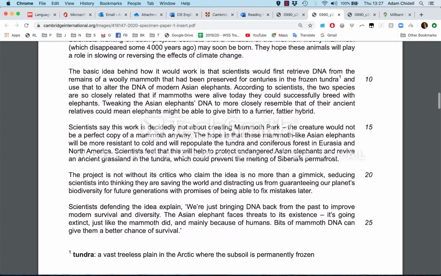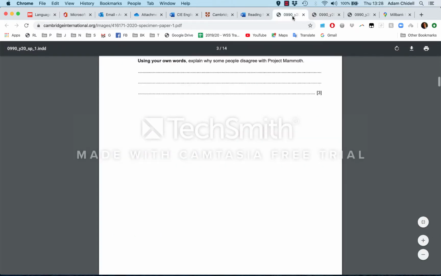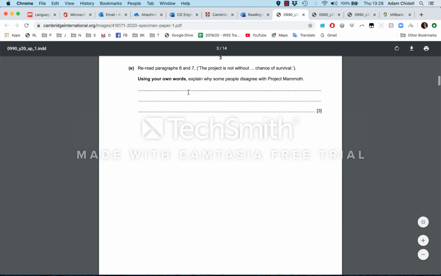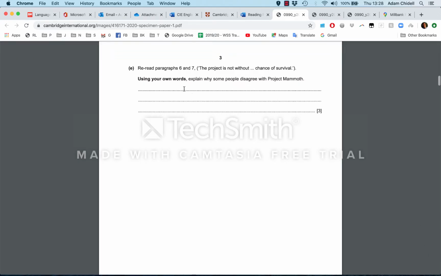Being careful, paying attention to detail, and thinking carefully about what type of word it is, what the context is, and what the broad sense of this is might help you work out some of the more specific words that you need to be able to define. Then we would simply go back and, in our own words, put in 3 reasons why some people disagree with Project Mammoth.